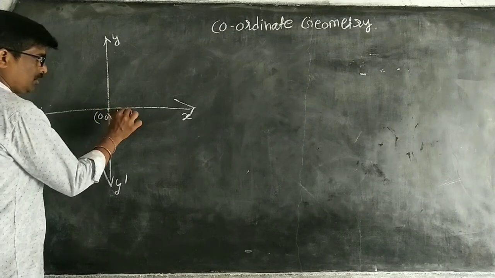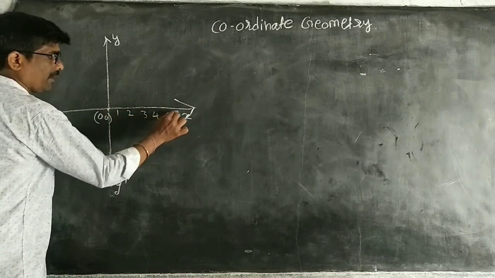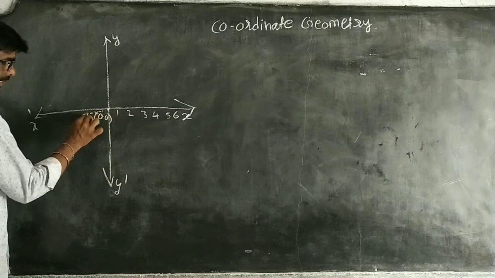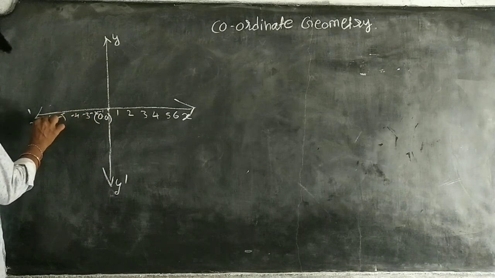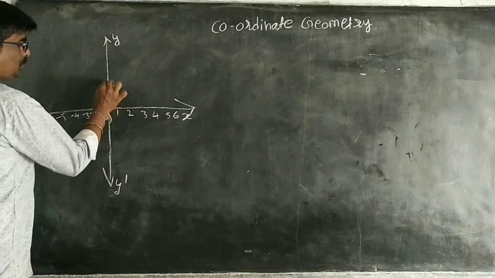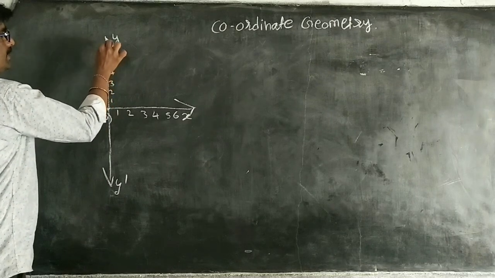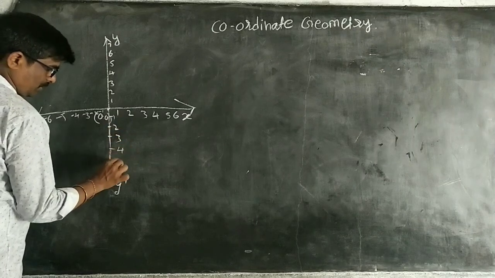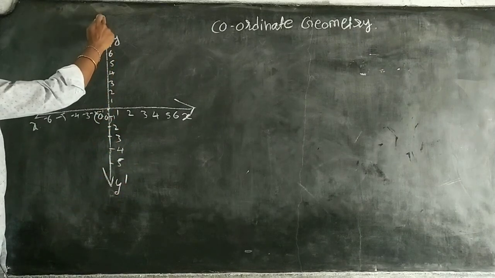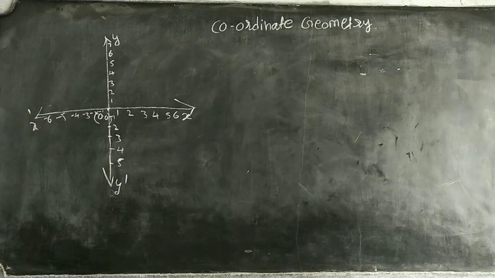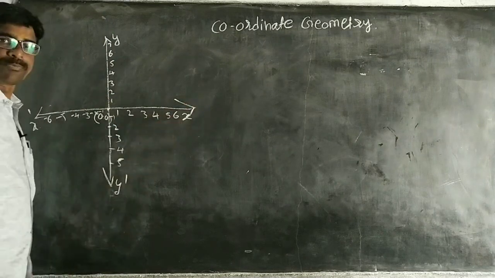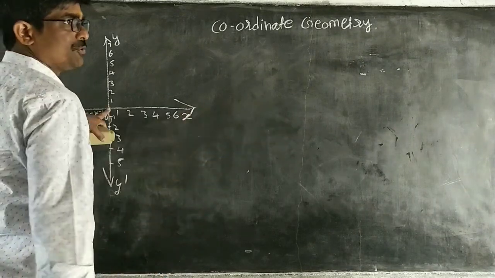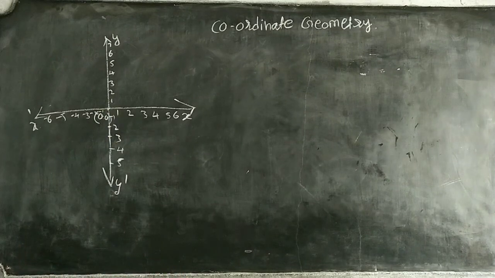Here we have 1, 2, 3, 4, 5, 6, and again here -1, -2, -3, -4, -5, -6. Similarly 1, 2, 3, 4, 5, 6 and 7, and here -1, -2, -3, -4. Up we take positive numbers, down we take negative numbers. On a number line also, 0 is the midpoint. One side is positive numbers and the other side is negative numbers.